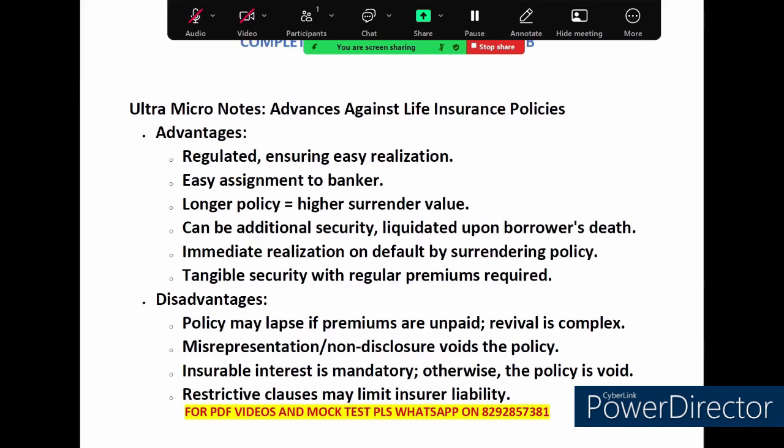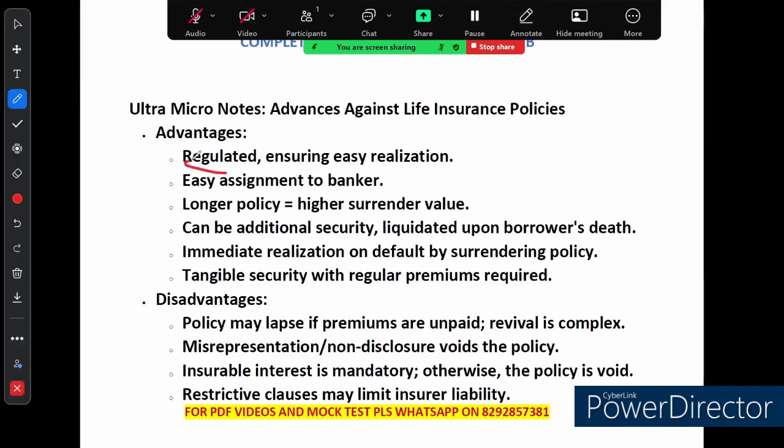Life insurance policies are considered good security for a loan because they are regulated, which makes it easy for the bank to claim them if needed. The bank can easily assign the policy to itself. The longer the policy has been in place, the higher the surrender value. If the borrower passes away, the policy can be used to liquidate the loan. If the borrower defaults, the bank can quickly get its money by surrendering the policy.